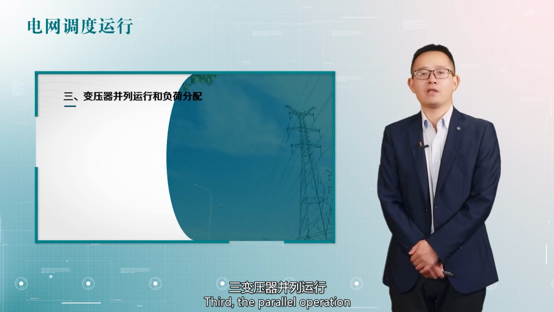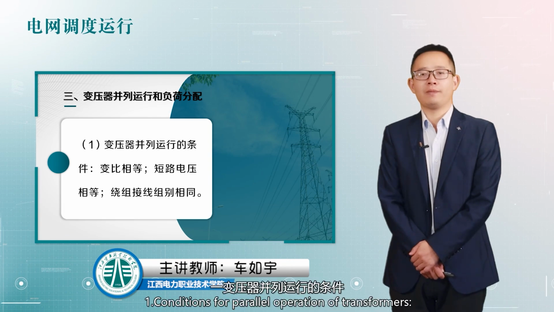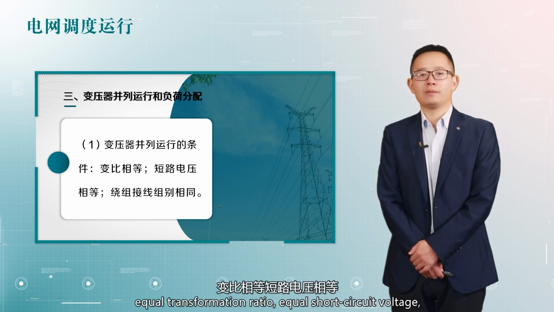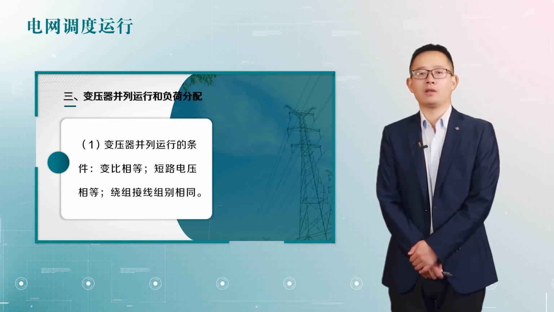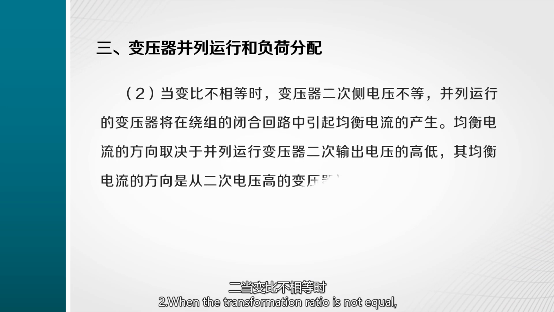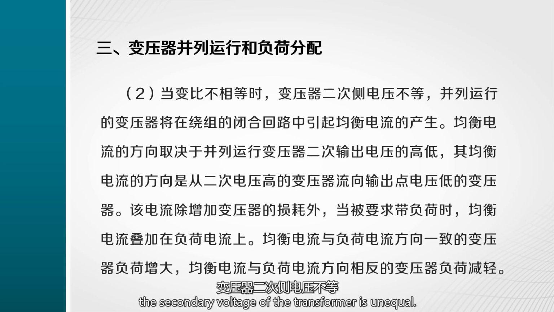Third, the parallel operation and load distribution of transformers. First, conditions for parallel operation of transformers: equal transformation ratio, equal short circuit voltage, and same winding wiring group. Second, when the transformation ratio is not equal, the secondary voltage of the transformer is unequal. The transformers running in parallel will generate a balanced current in the closed circuit of the winding.